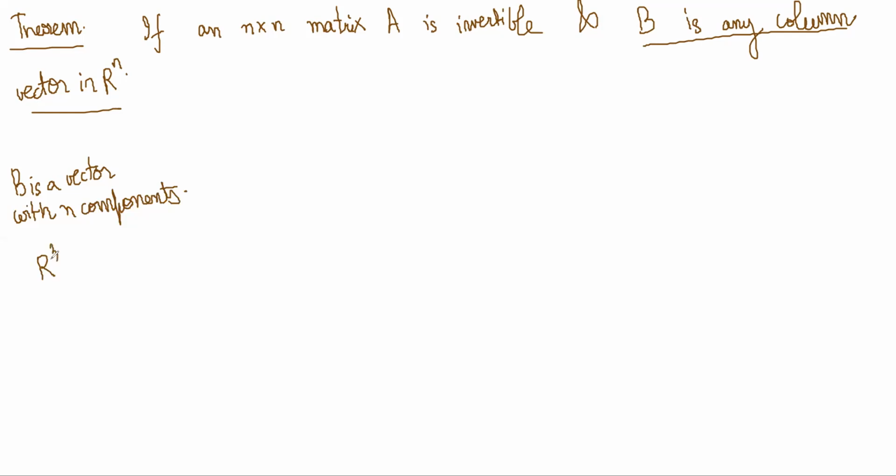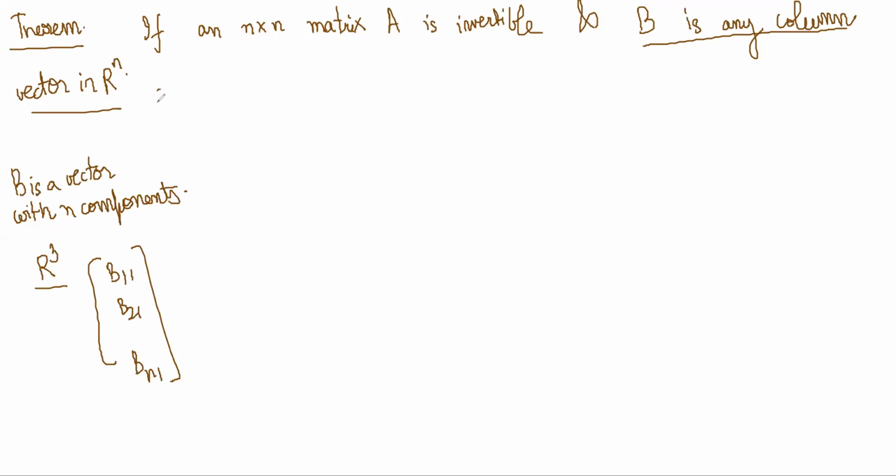Normally, what we think of vectors is R cube, R power 3. It has 3 components in a physical space. But right now we are doing abstract things. B is a column vector in R power n. That means it's like this: B11, B21, till Bn1. Right? This is a column vector in R power n.